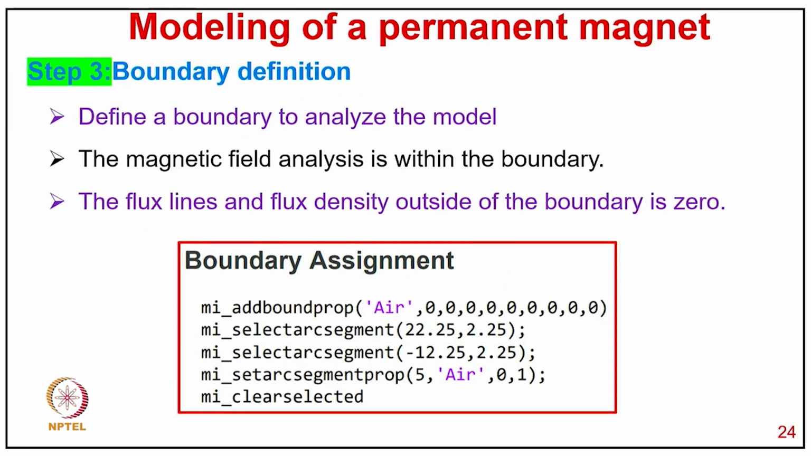Now coming to step 3, the boundary definition, to define a boundary to analyze the model. So the magnetic flux analysis is within the boundary. The flux line and flux density outside the boundary is 0.